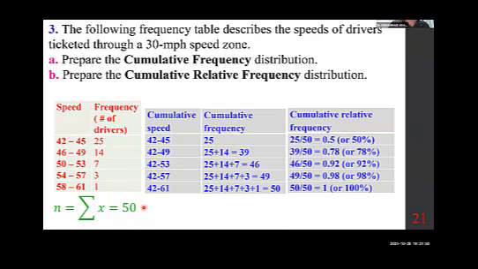So 25 divided by 50, 39 divided by 50, and so on and so forth. Now, what is extremely important for everybody to understand are the following two rows. This one must always be n if done properly. This one must always be 1 or 100%, must. That is the last two columns.